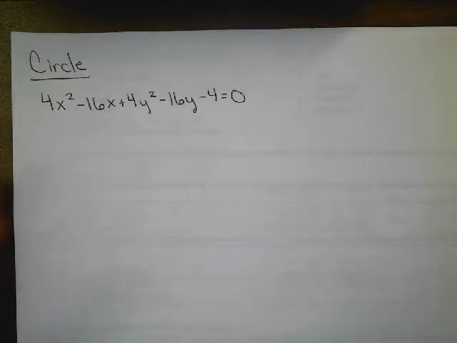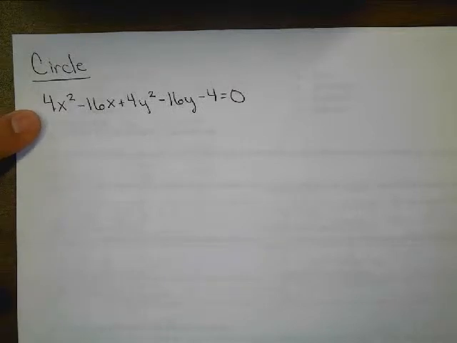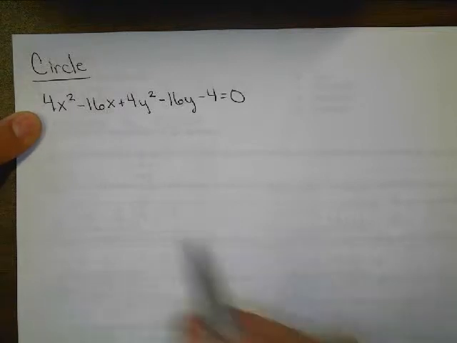Today we're going to dissect a circle, figure out what the center and the radius is, and then graph it as well. So I have an equation here: 4x squared minus 16x plus 4y squared minus 16y minus 4. You can see on the back side some writing, but I'm just using scratch paper, so ignore that.